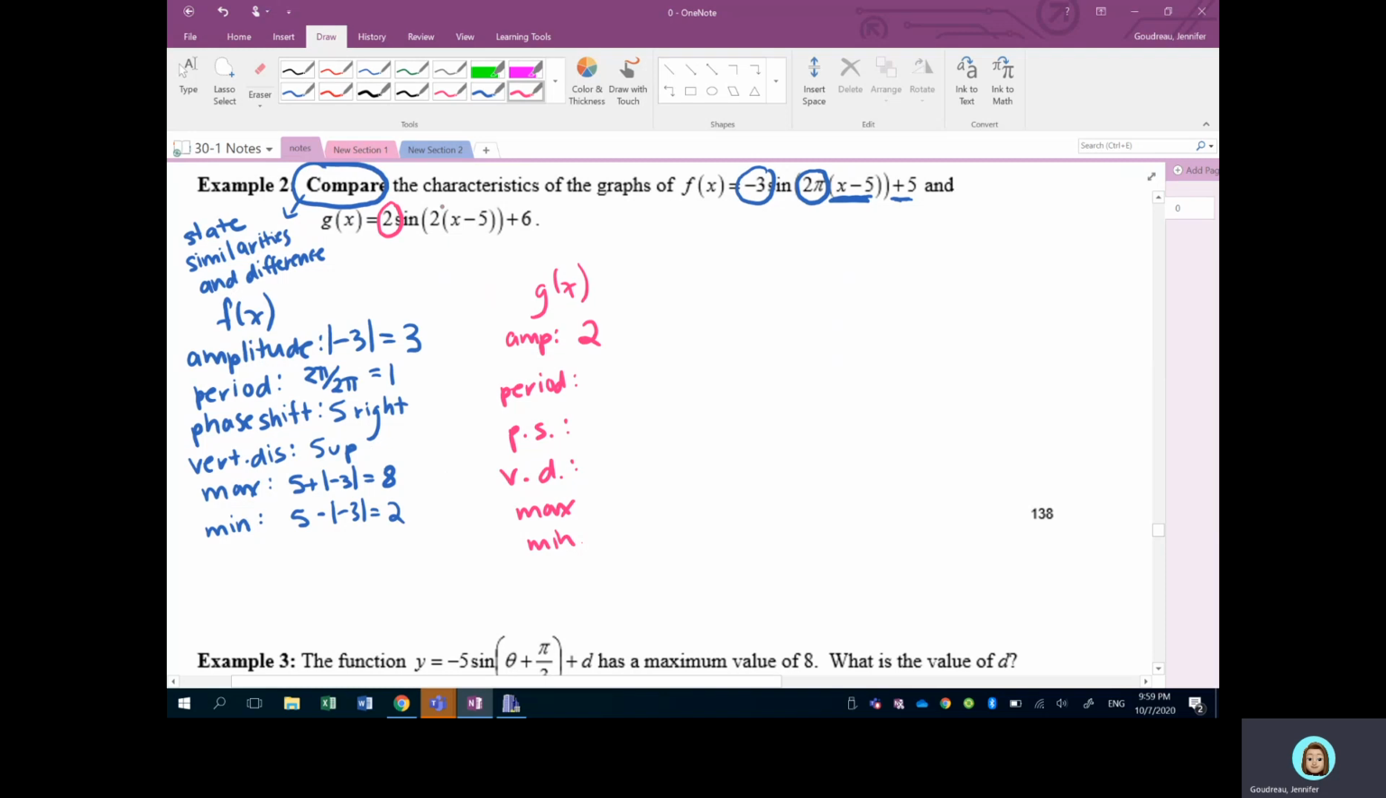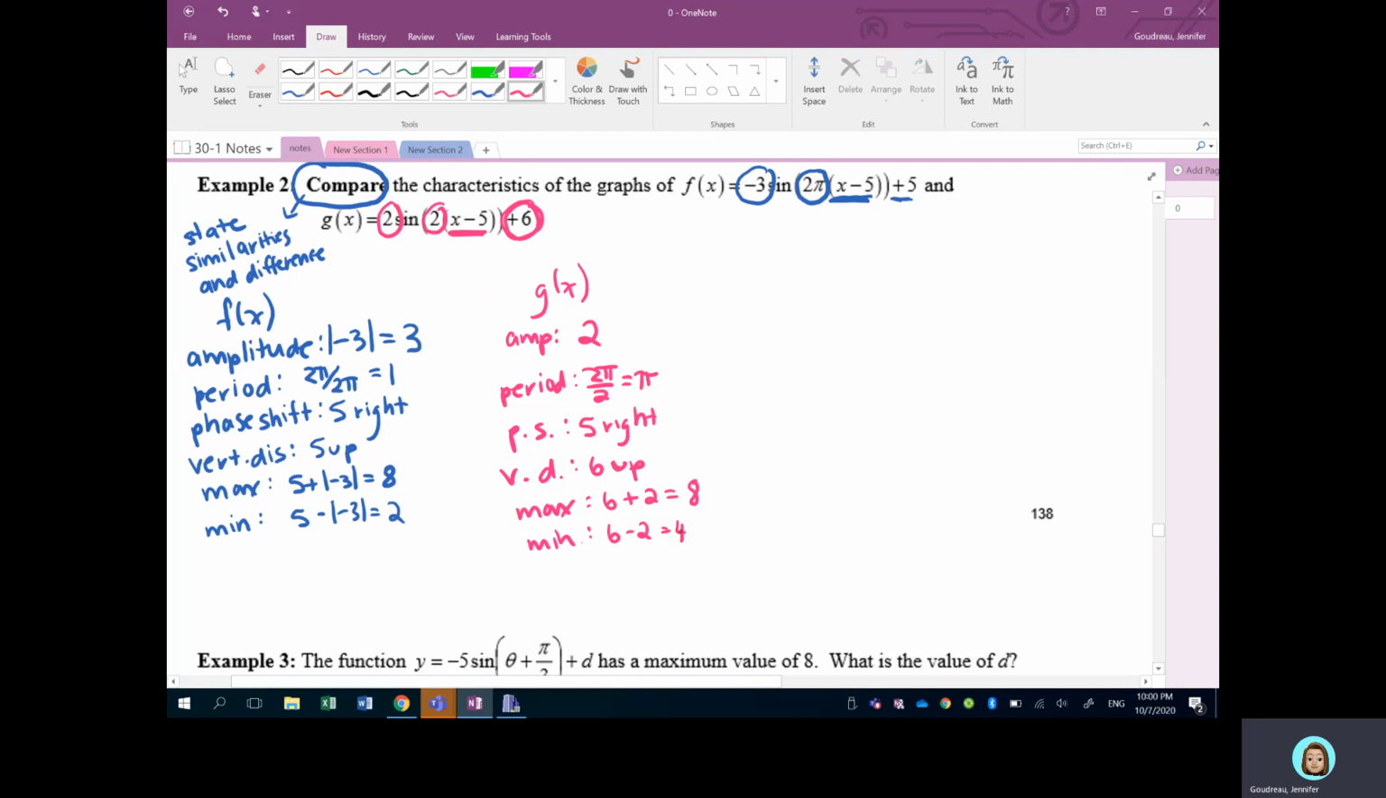Period is found by using the B value. 2 pi over B is going to be 2 pi over 2, so the period is pi. Phase shift, x minus 5, the B value's been taken out there, so 5 units to the right. And from our D value here, it's moving 6 units up. Our maximum comes from D plus the absolute value of A, so 6 plus 2, which is 8. The minimum comes from 6 minus 2, which is 4.